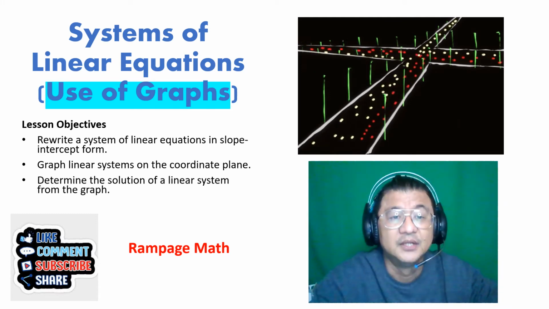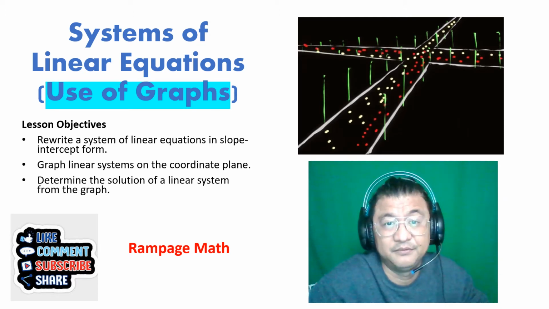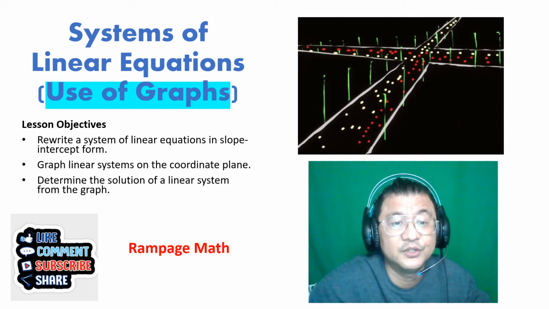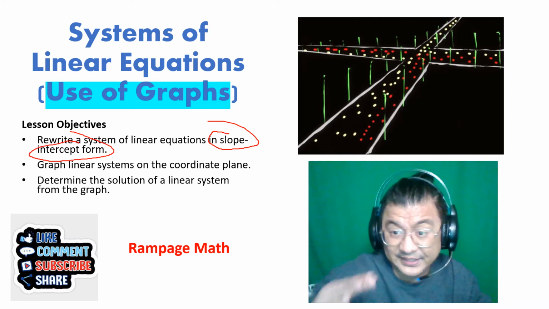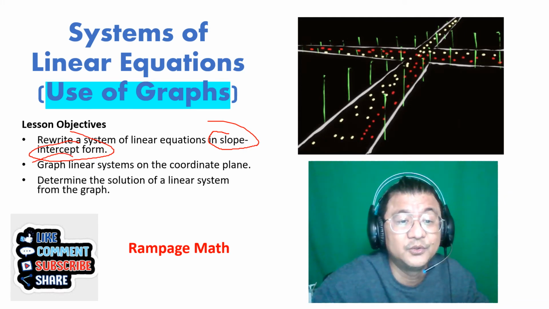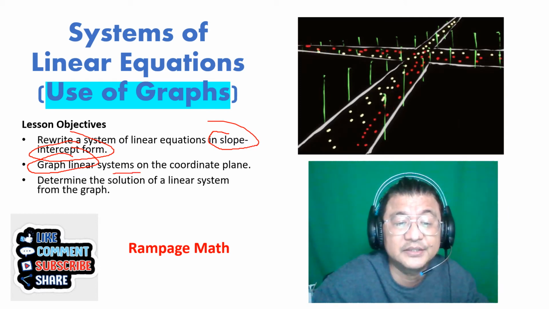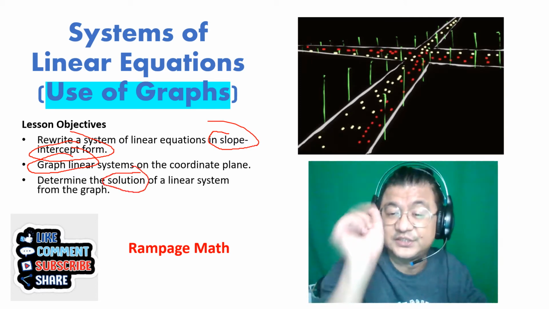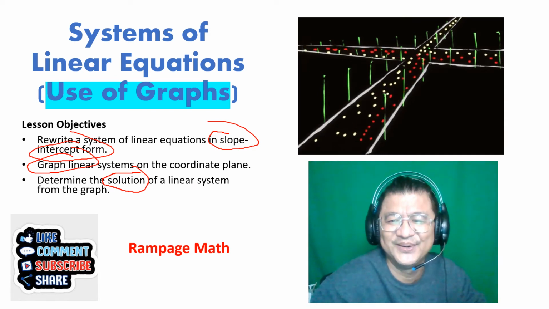Today we will study systems of linear equations because it's made up of lines. We will use the slope-intercept form so that we can make lines, and we will graph them. When you graph them in a coordinate plane, your objective is to get a solution, an x and y that will satisfy both lines. Are we ready? All right, here we go.